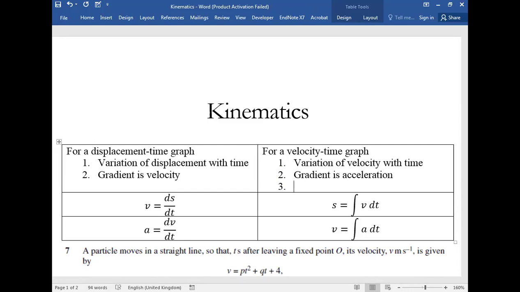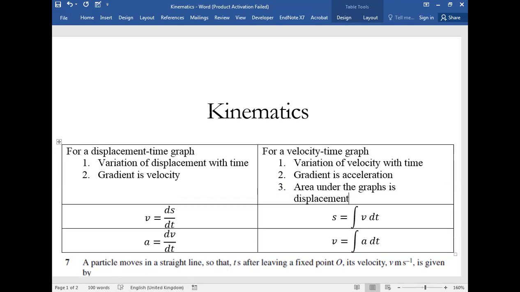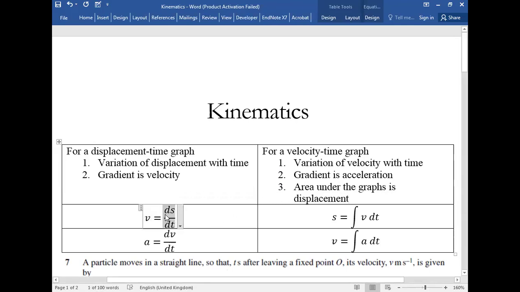Another thing, what does area tell us? Area is the product of the quantity on the y-axis and the quantity on the x-axis. So what does velocity into time become? Displacement, not distance, displacement. Area under the graph is displacement. Is this clear?